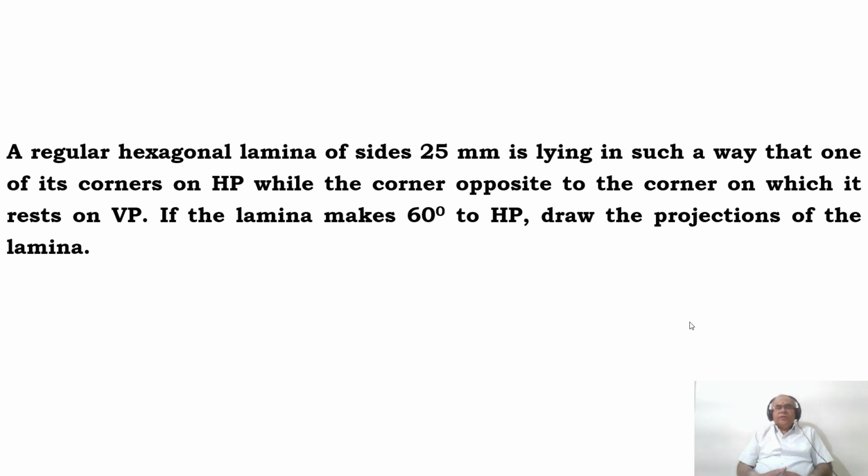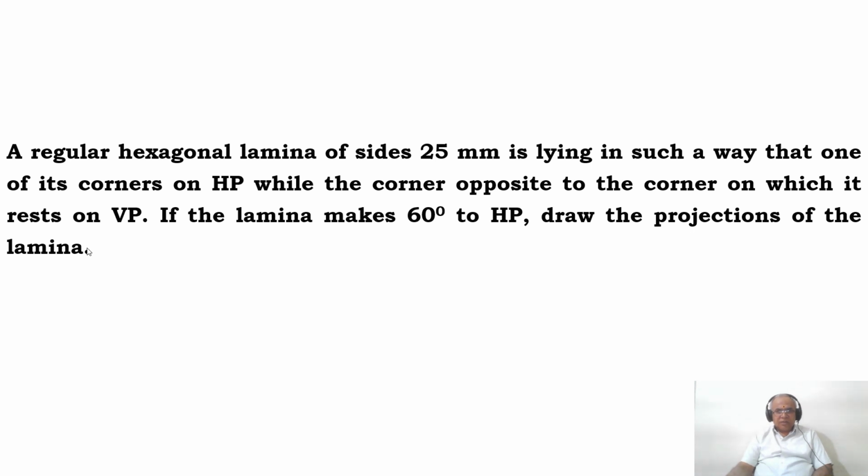Now in this video, we are going to take up one more problem on the projections of laminas. How to solve this problem, how to analyze this problem and solve it by using the sketchbook. A regular hexagonal lamina of sides 25 mm is lying in such a way that one of its corners is on HP, while the corner opposite to the corner on which it rests is on VP. If the lamina is inclined at 60 degrees to HP, draw the projections of the lamina.